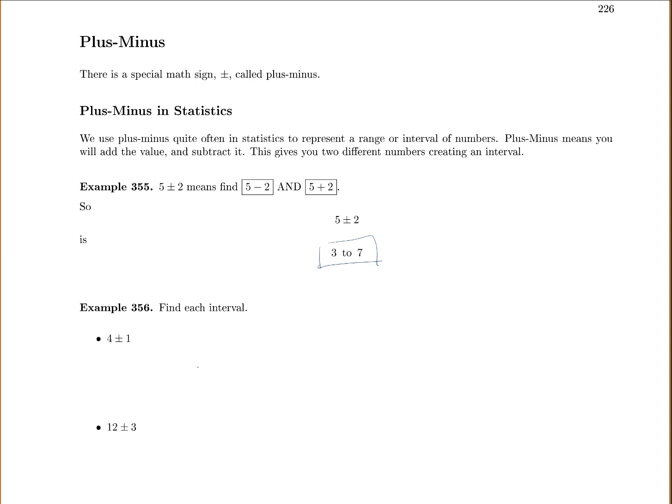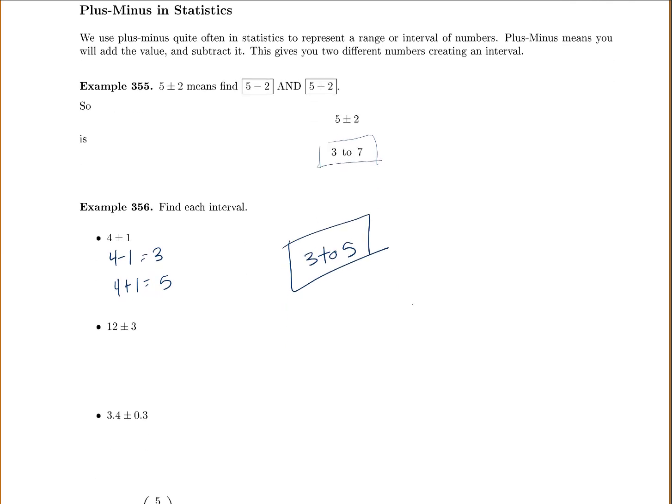So let's practice. We want to find each interval. So this is 4 plus or minus 1. First we'll do 4 minus 1, and that's going to be 3. And I'll do 4 plus 1, which gives me 5. So my final interval is 3 to 5. For 12 plus or minus 3, 12 minus 3 equals 9, and 12 plus 3 equals 15. So my interval is 9 to 15.